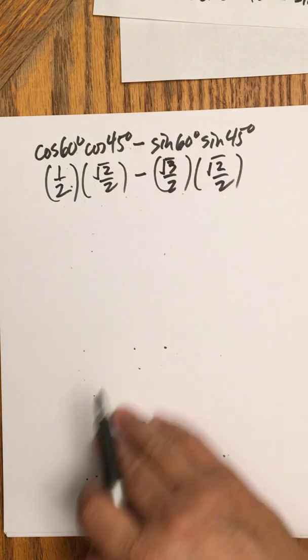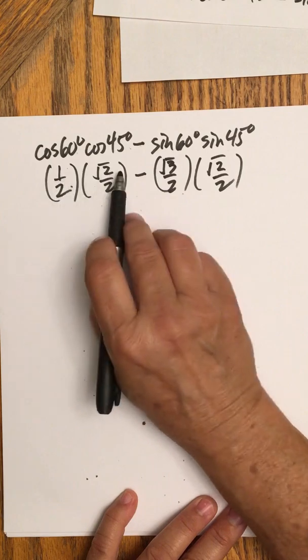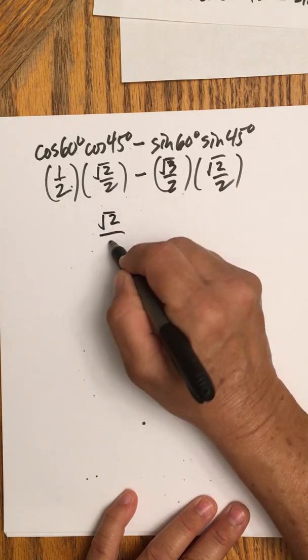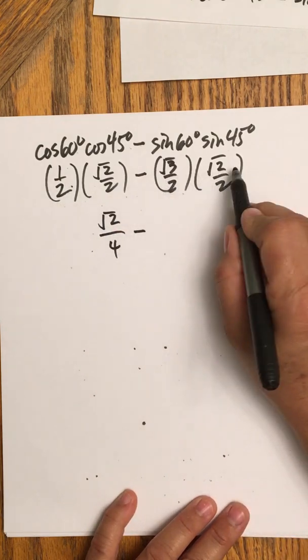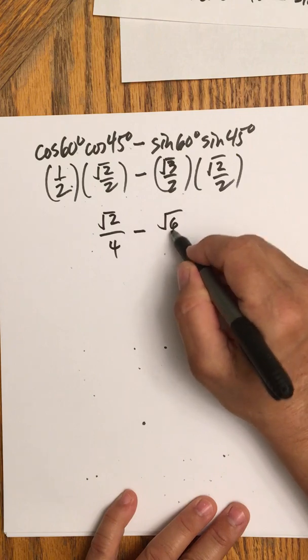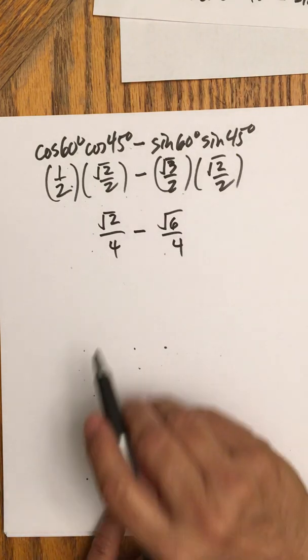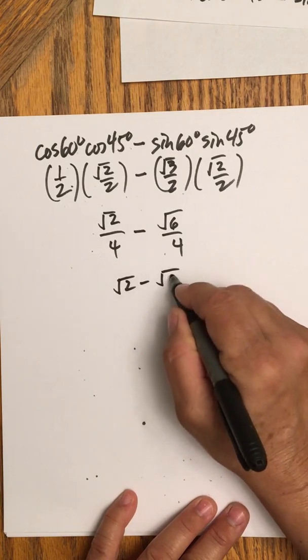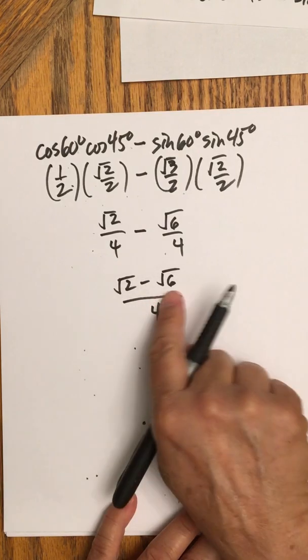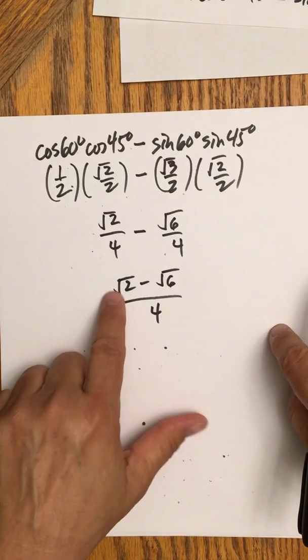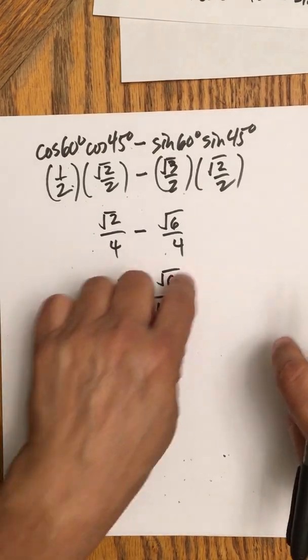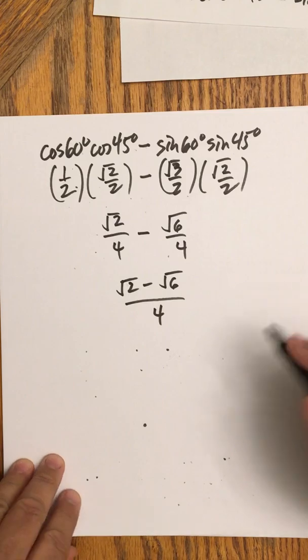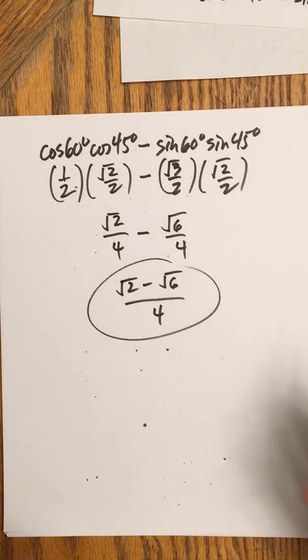Okay, and now I do the arithmetic. So 1 times square root 2 is square root 2 over 4, minus square root 3 times square root 2 is square root 6 over 4. And I can put them over the same denominator, but I can't subtract the numerators because they're not the same value. It's like saying x minus y, you can't subtract them. So here you go. There is your final answer.